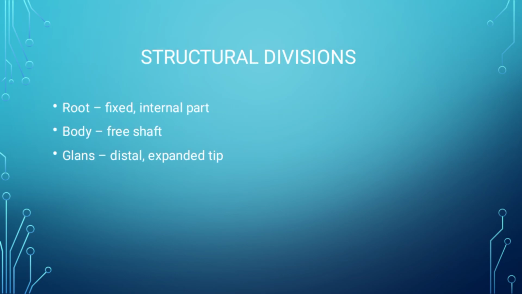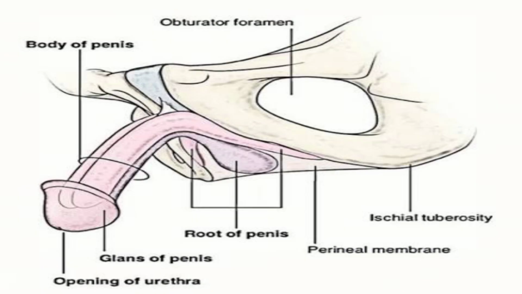Structural divisions of the penis. The penis is divided into three main parts. The root is the deepest, anchored part, hidden in the perineum. The body is the visible shaft, suspended from the pubic symphysis. Finally, the glans forms the rounded tip, containing the external urethral opening.